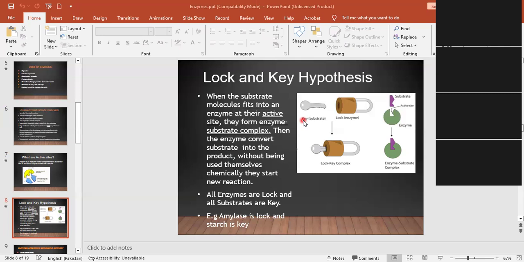ठीक है? So for example, there are different enzymes, ठीक है, and substrates, like for example maltase. Maltase is a key or a lock?